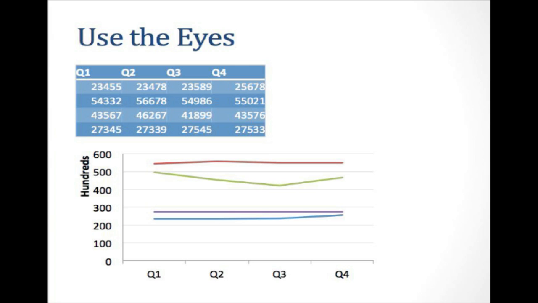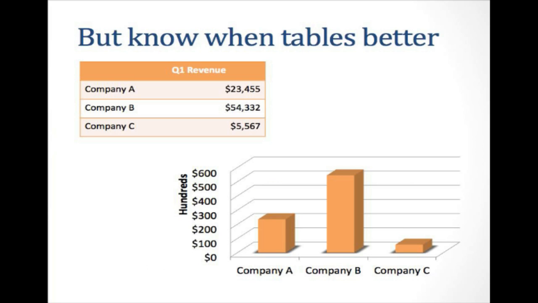But on the flip side of that, you also have to remember, if you go to the next slide, you have to know when a table is better. Because sometimes when you're trying to compare things, like with this one, it's actually easier to look at the numbers than to try to look at the bar chart and figure out, oh, company B is like twice as much and company C didn't even make a showing in this. So those are some of the things that I think you just have to go back to basics and think about, what can I let the eyes show and when do I maybe resist that urge?